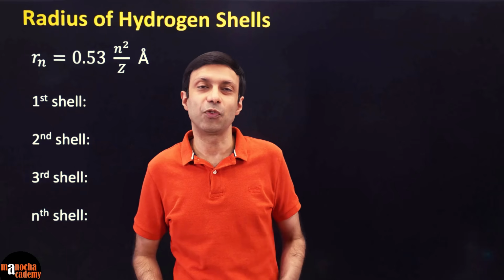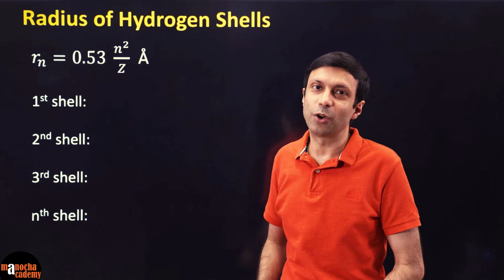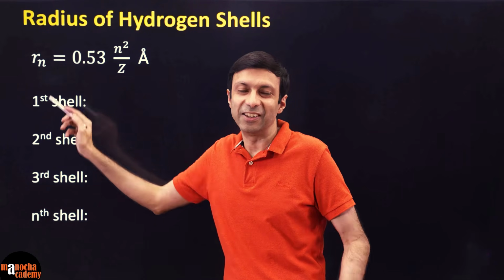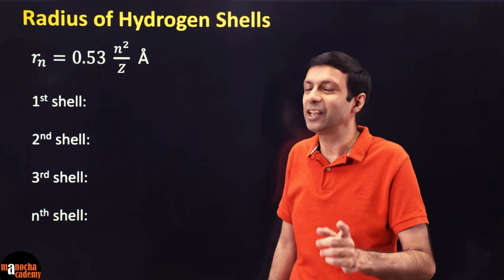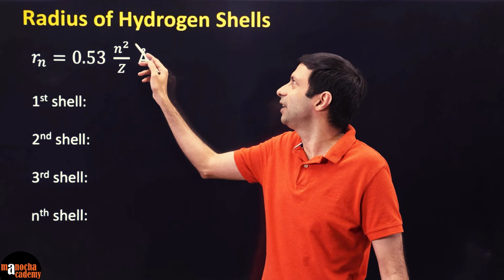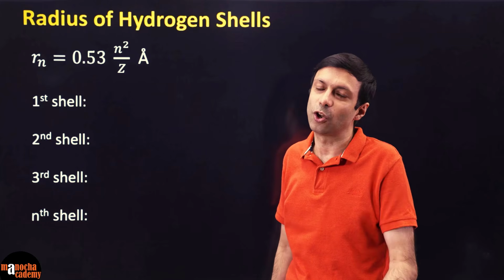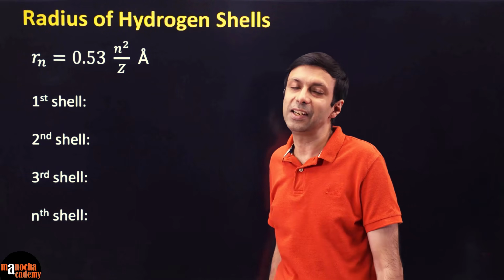So let's use the radius formula and calculate the radius of the hydrogen shells. So remember, our shortcut formula was Rn, the radius of the nth shell or the nth orbit, is 0.53 times n squared, the shell number squared, divided by Z, the atomic number. And remember, this radius is in angstrom.